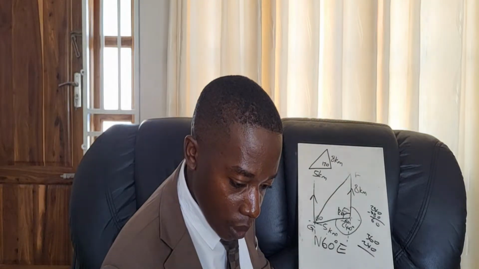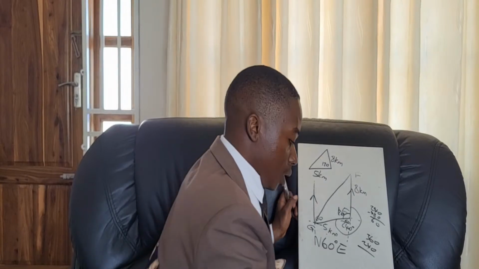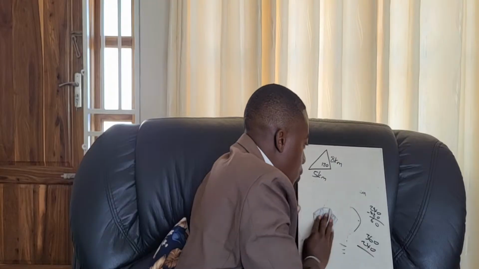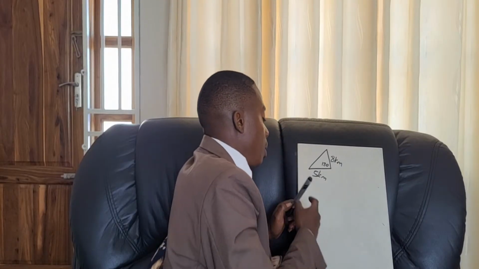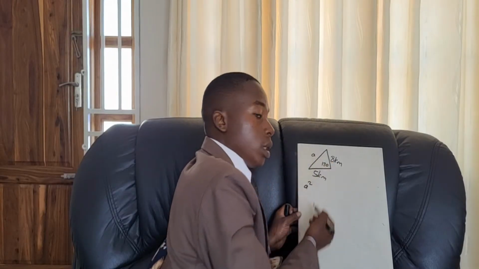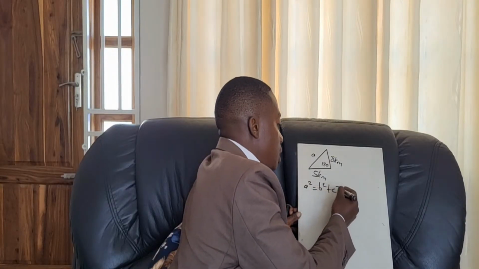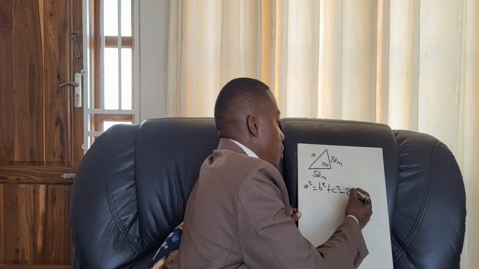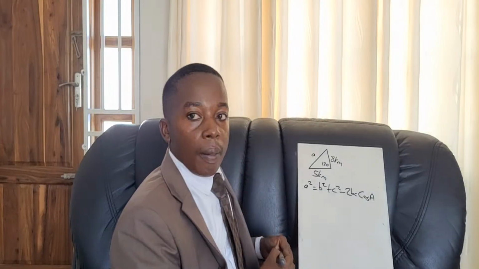No other information here. Alright, fine, let's try to calculate. We don't have any other option here but to use the cosine rule. Remember the formula of cosine: a squared is equal to b squared plus c squared minus 2bc cos A.